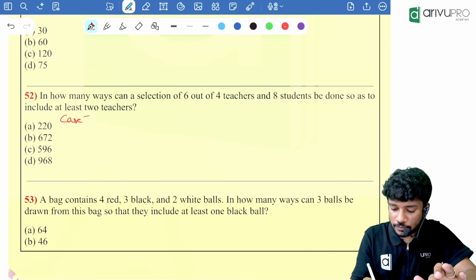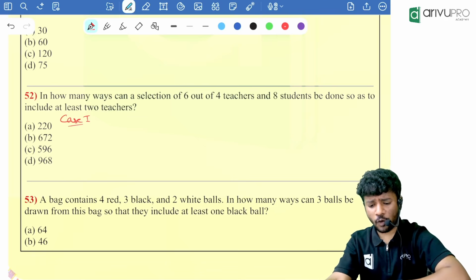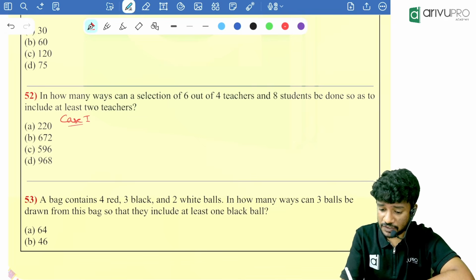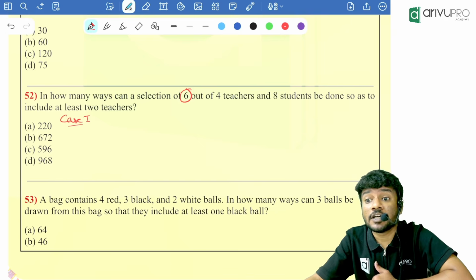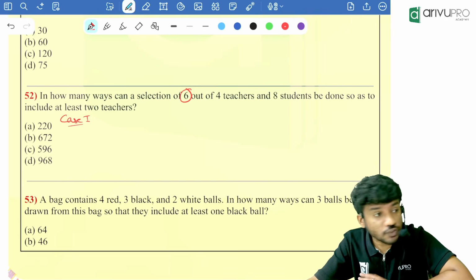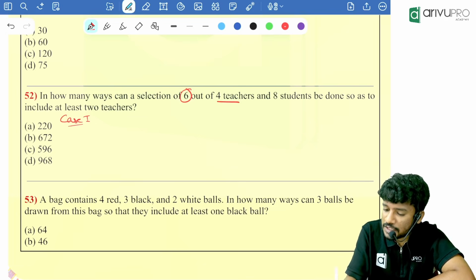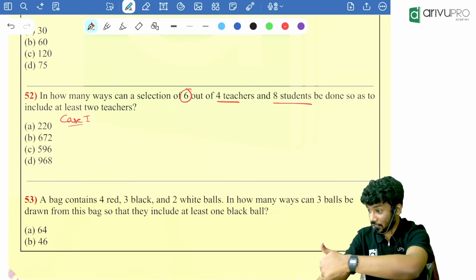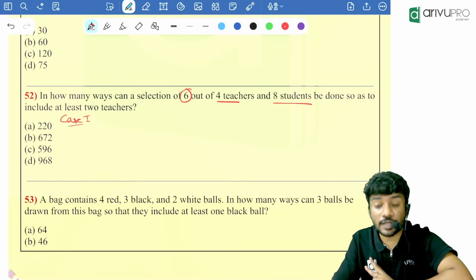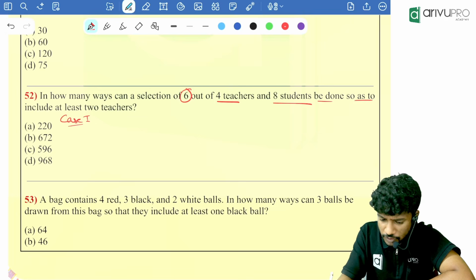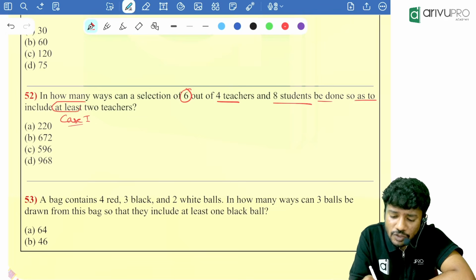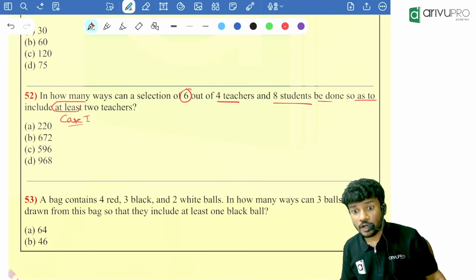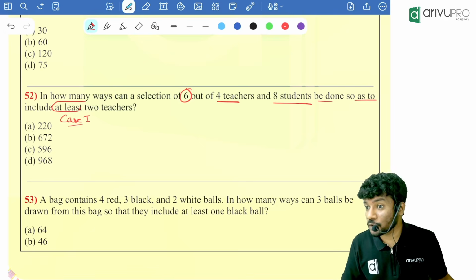Case 1. We'll read the question. How many ways can a selection of 6 be made out of 4 teachers and 8 students, so that it includes at least 2 teachers? Selection of 6 means 6 people should be chosen in total. How many teachers are there? 4 teachers in total. How many students? 8 students in total. At least 2 means what? At least 2 means 2 or more should be there.